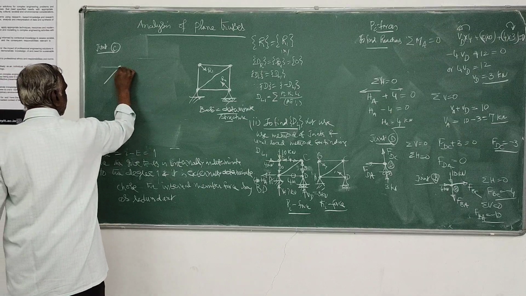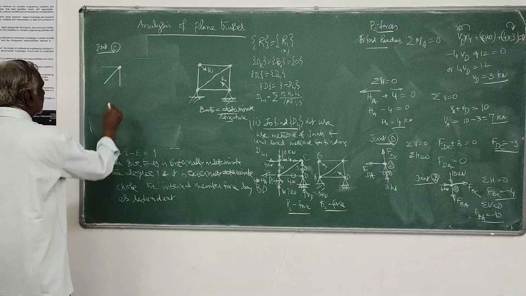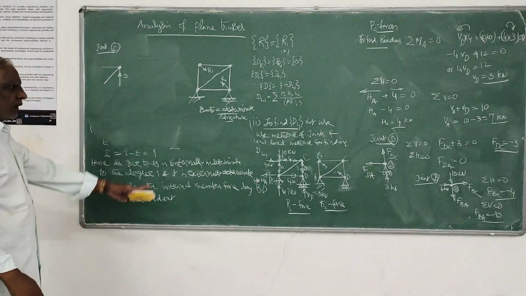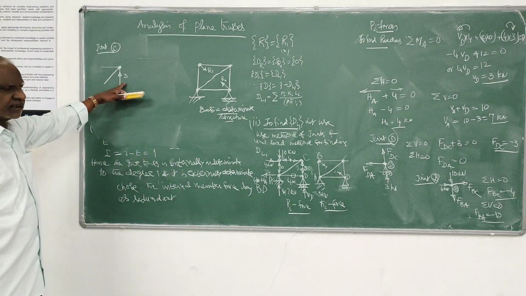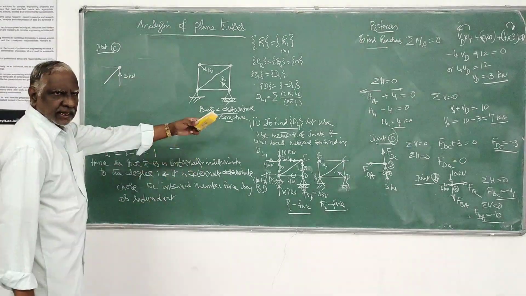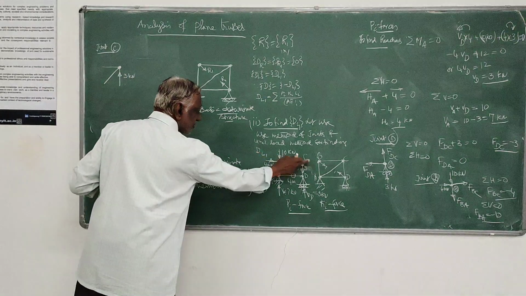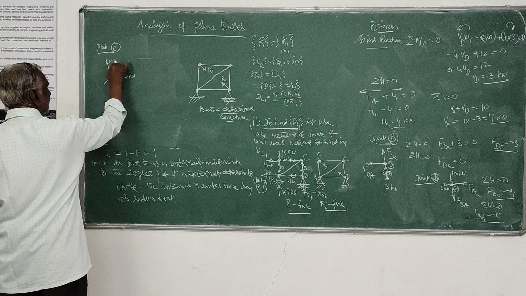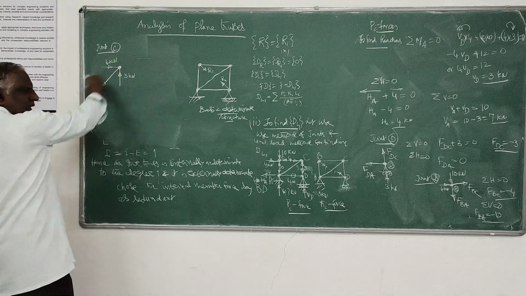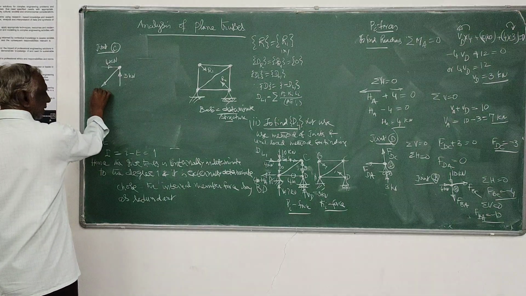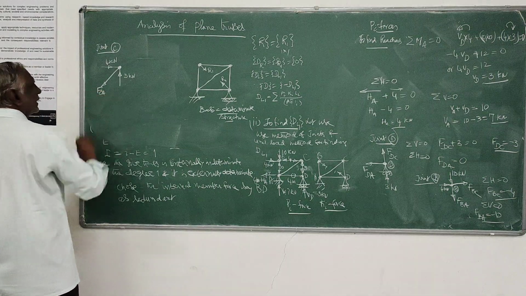There are 3 members. Out of that, 2 member forces are known. One is the CD, 3 kilonewton. It is known. You can write that with the direction. And this is also 4 known with this direction. And this you can take in this direction. It is unknown. That is FCA. That is the force to be determined.